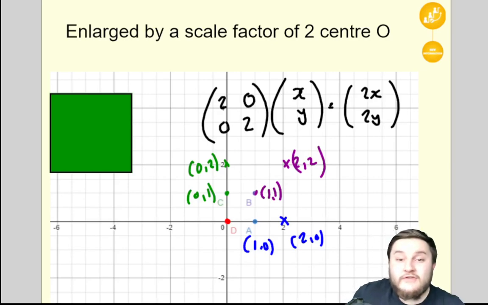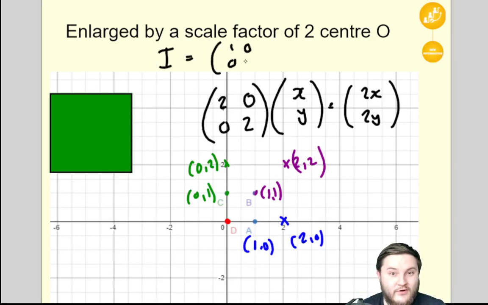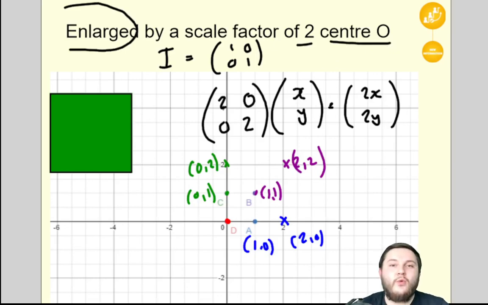Now, here's one thing I want to point out. You might notice that this looks really similar to the identity matrix, which is 1, 0, 0, 1, right? With 1s down the leading diagonal. It's 2, 0, 0, 2. In actual fact, this is the whole vibe of an enlargement. When you have an enlargement by whatever scale factor, as long as it's centred 0, it's just the scale factor times the identity matrix.